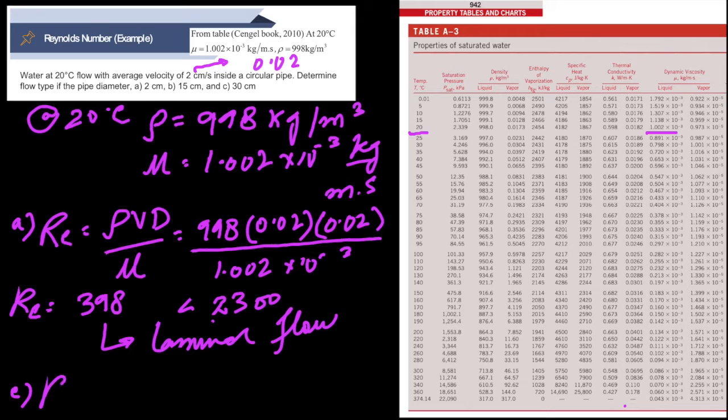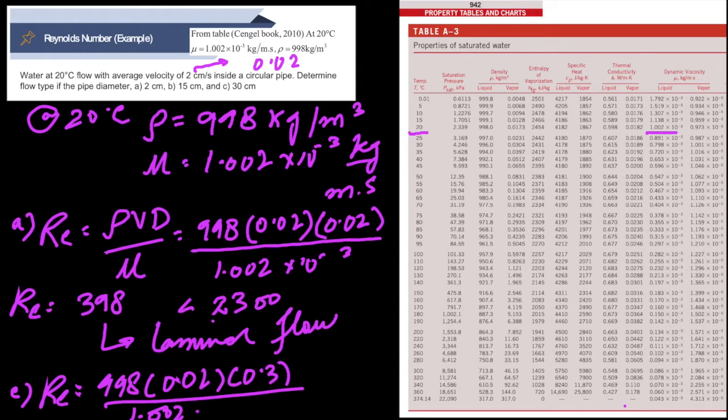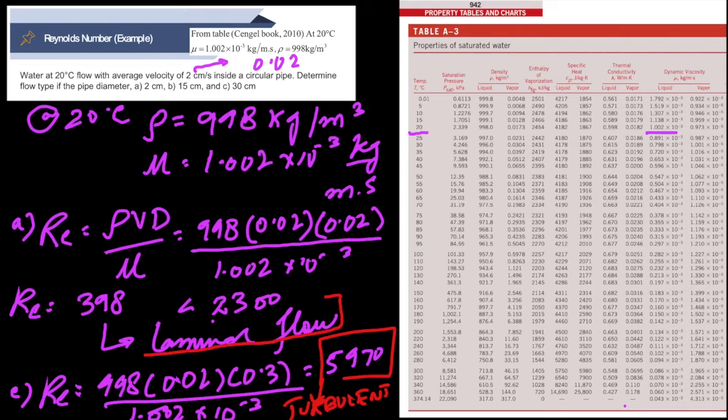We move to C. Re is equal to 998 multiplied by 0.02 multiplied by 30 centimeter, which means 0.3, whole divided by 1.002 into 10 exponent minus 3. This comes out to be 5970, and this is turbulent. So this is how we can determine the type of flow, whether it is laminar or turbulent, based on the calculation of Reynolds number.